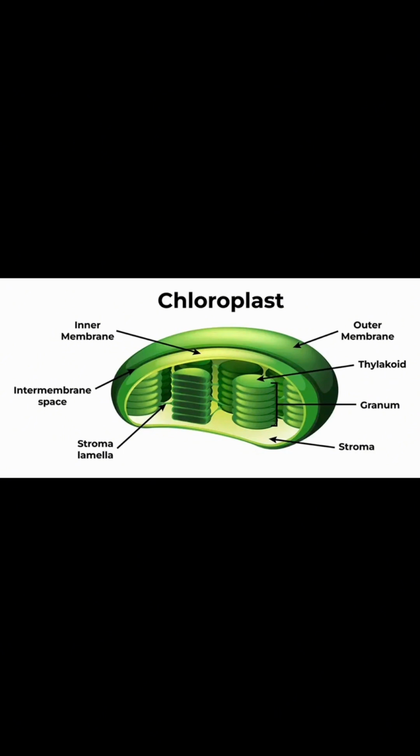Chloroplasts are organelles that are found in plant cells and contain chlorophyll. Chlorophyll helps plants to absorb energy from the sun as they undergo the process of photosynthesis to make energy for themselves.